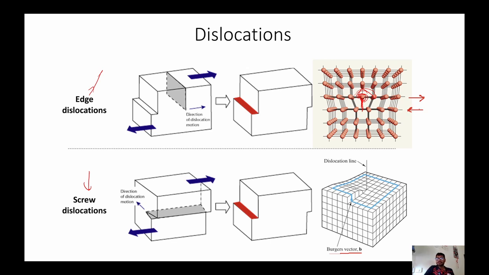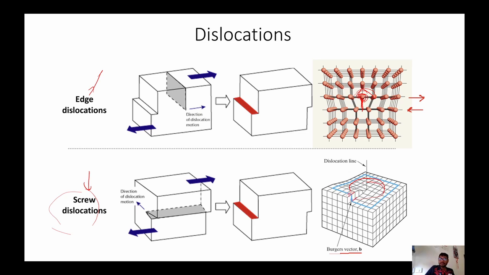Another is the screw dislocation. It's like if you are moving around this one, you will go up, but there is a difference of one atomic layer.